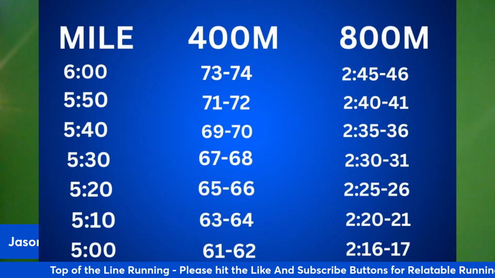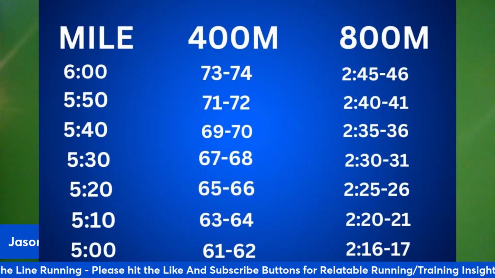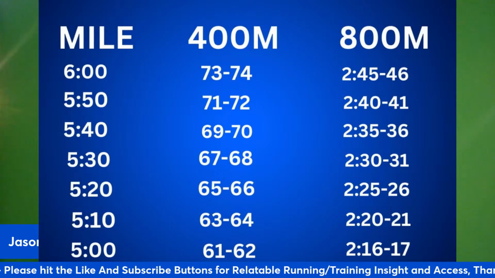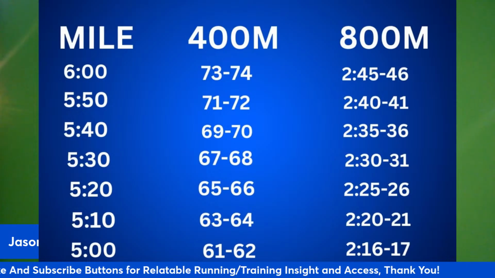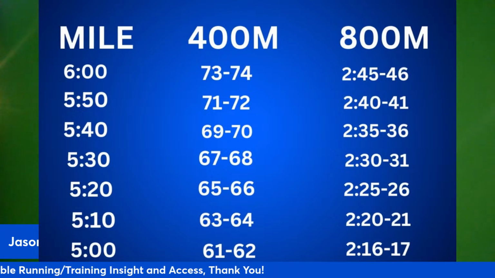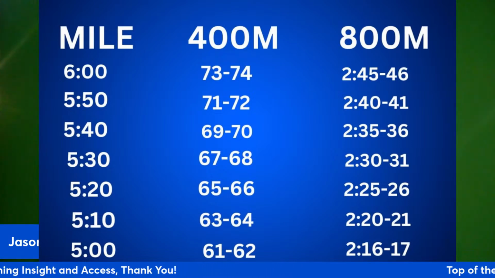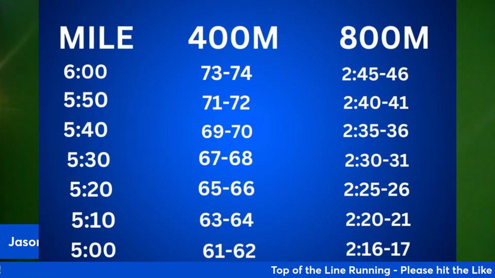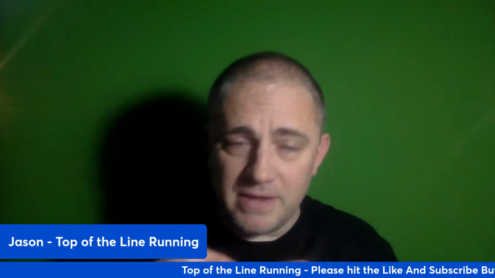And if you're at 5 minutes for the mile, you're looking at 61, 62 400 capability, 800 capabilities 216, 217. That's pretty much spot on. Okay, to give you an idea, a lot of folks ask me, where should my 800 be if I want to break 5 minutes in the mile, and so on and so forth.